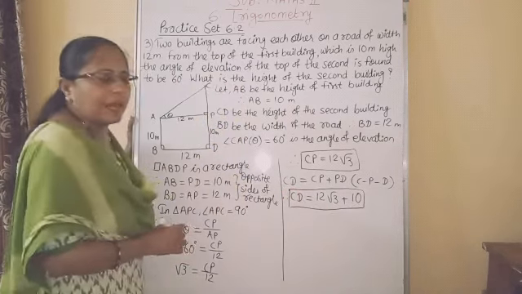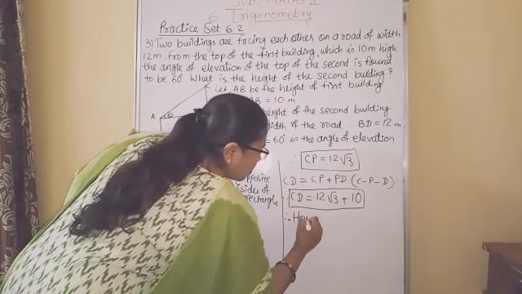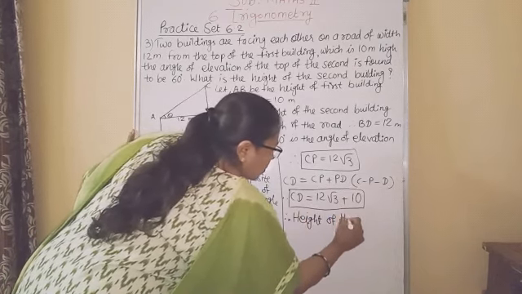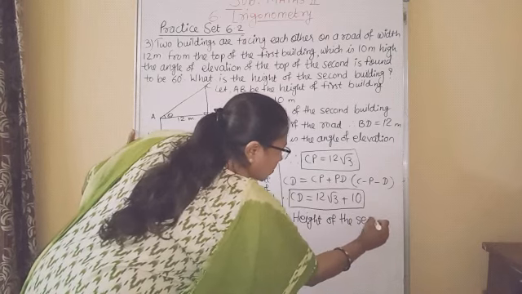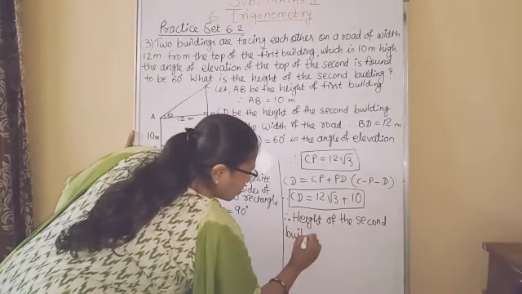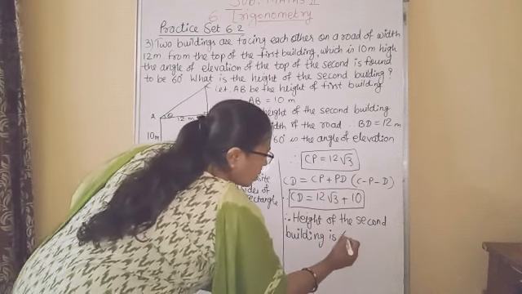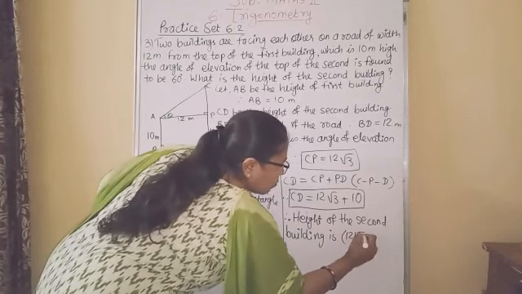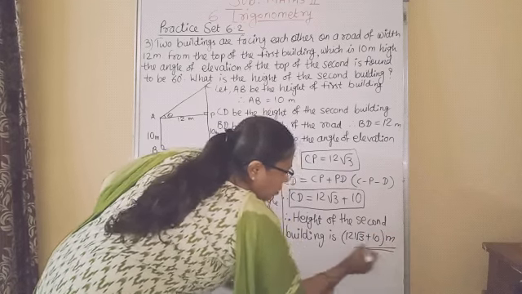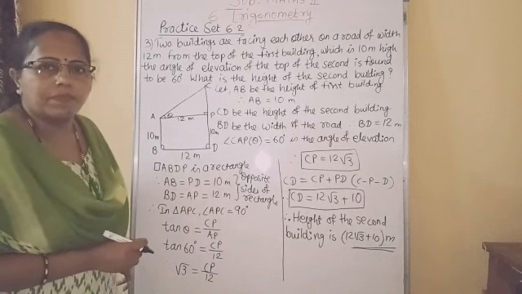And then we will write the answer. Therefore, the height of the second building is 12 root 3 plus 10 meters. And student, don't forget to write the unit. Unit is compulsory. Followed?